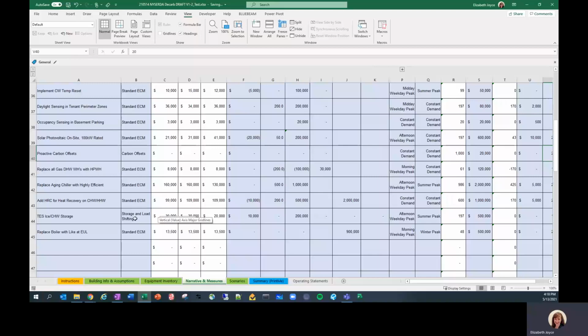Finally, you have an option to indicate a storage or load shifting measure. This, for example, is a measure like ice storage or battery storage, which doesn't save energy on its own, but does save cost by shifting energy from an expensive peak period to a less expensive off-peak period. In this case, you may not enter any kind of energy savings, or if you do, they may be minimal associated with the measure, but you will be able to enter cost savings associated with that measure based on how much money you think you'll be able to save by implementing that load shifting.